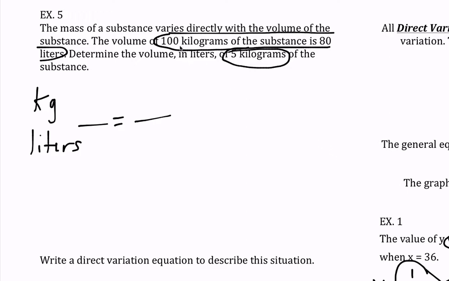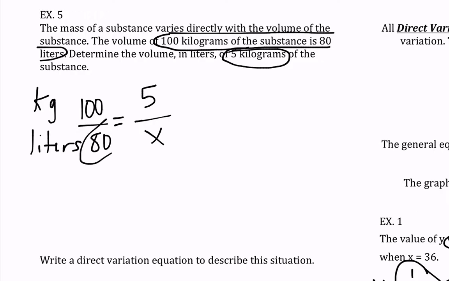Okay, well, it tells me 100 kilograms go with 80 liters. So 100 kilograms, 80 liters. It goes on to tell me 5 kilograms, so kilograms goes on top. And we're trying to figure out liters, so let's call that X. I don't like using an L because it might look like a 1. And now we need to cross multiply.